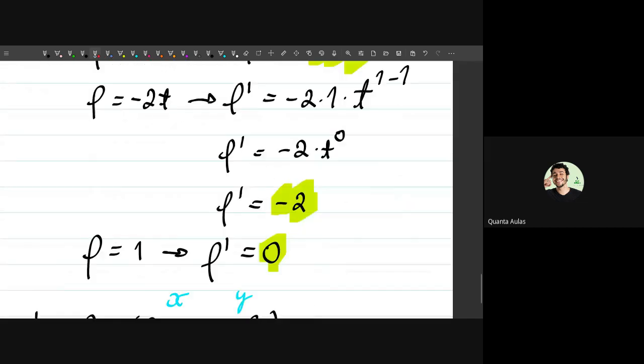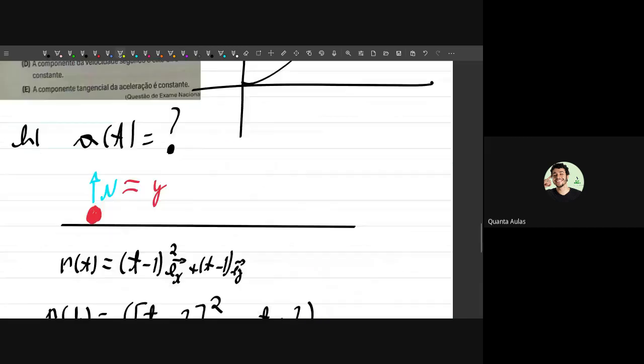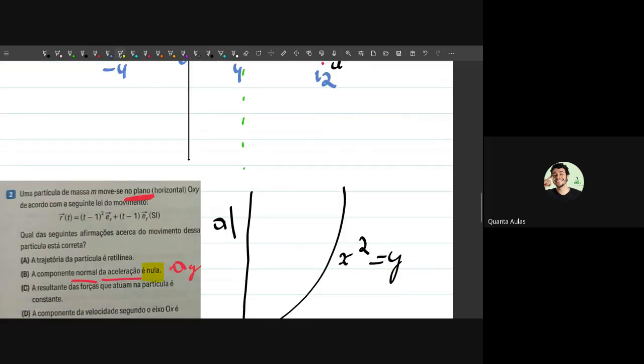We do the math, and you saw the value of this acceleration is 0. And the problem speaks about it: the normal component of acceleration is 0. So this is correct. The first one is wrong, and letter B is correct.